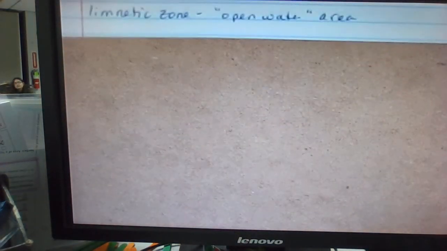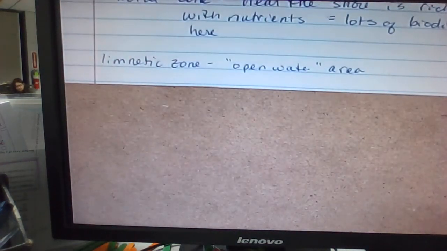Right? The limnetic zone is the open water area. So basically smack dab in the middle of your body of water. The limnetic zone is the area of open water.